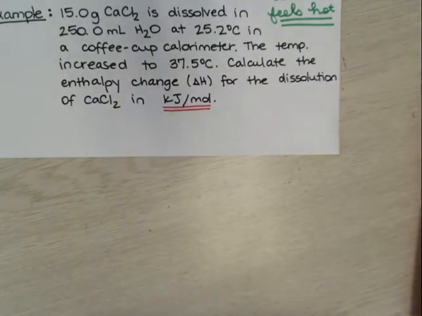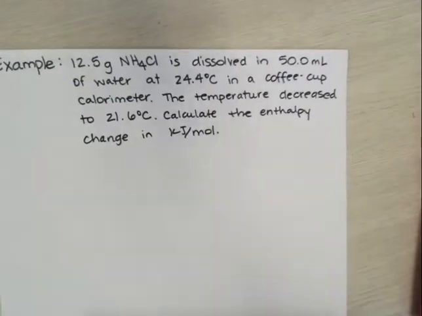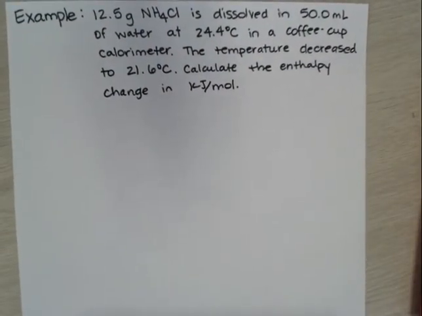Let's say we have, scoop this up, 12.5 grams of ammonium chloride dissolved in 50 milliliters of water at 24.4 degrees Celsius in a coffee cup calorimeter. The temperature decreased to 21.6 degrees. Calculate the enthalpy change in kilojoules per mole.